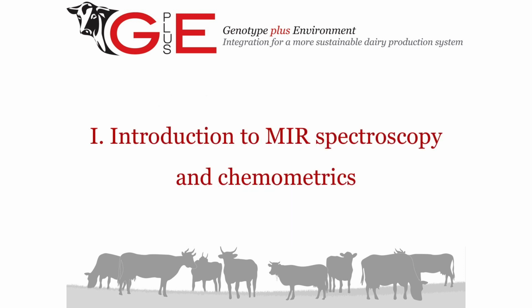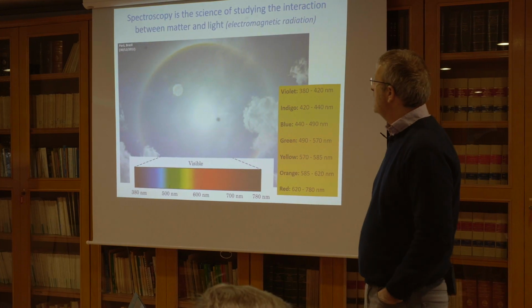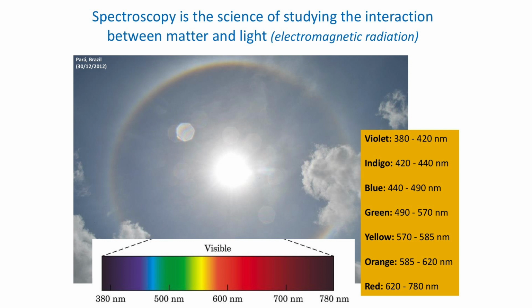Okay. The first part is the introduction to the mid-infrared spectroscopy, and also I will talk about chemometrics. As you know, spectroscopy is the science to study the interaction between matter and light, and it's based on the electromagnetic radiation. Here it's presented the electromagnetic radiation for the visible part that everybody knows.